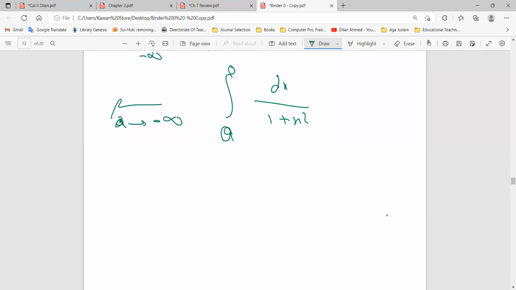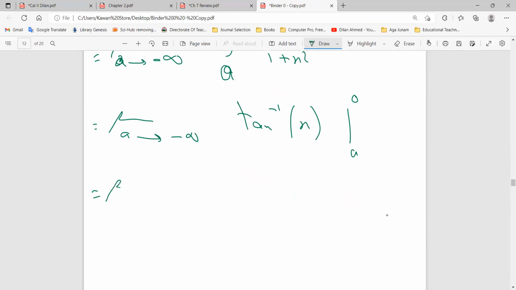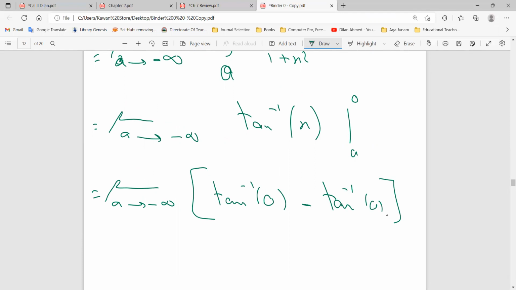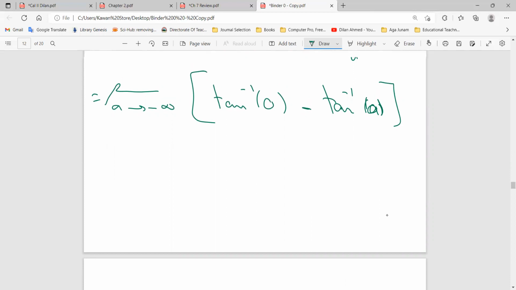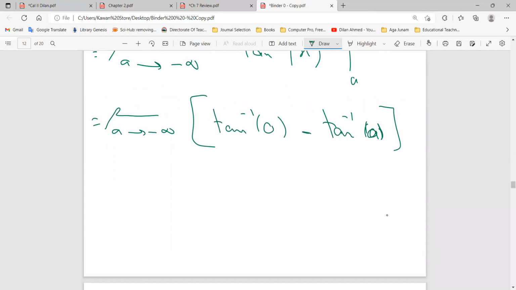Tan inverse. So we say it is equal to the limit as a approaches minus infinity of tan inverse of x from a to 0. Now I say limit a approaches minus infinity of tan inverse 0 minus tan inverse a. Do you have any question here? No, it's 8, not a, it's the previous Calculus 1. So now it's time to answer. Tan inverse of 0 is equal to? Zero. How do you know without a calculator?